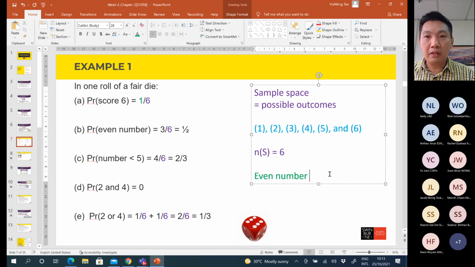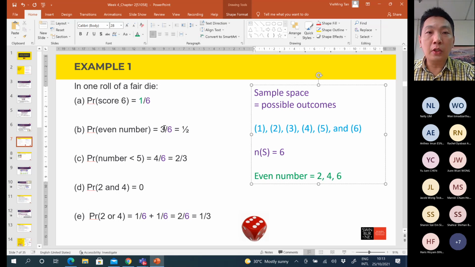So the even number can be 2, 4 and 6. Okay. These are the possible outcomes for even number. So there are 3 possible outcomes, right? Either 2, 4, or 6.